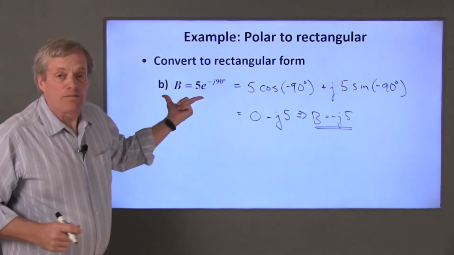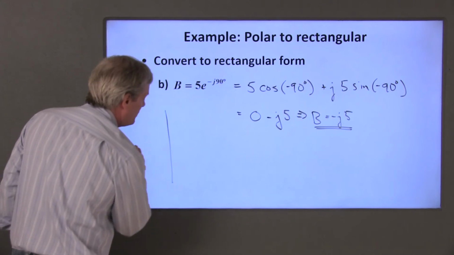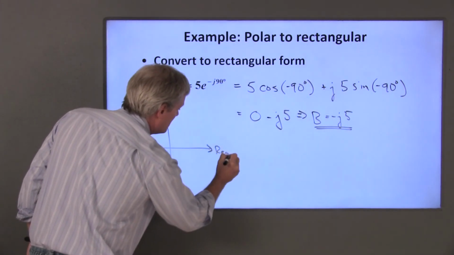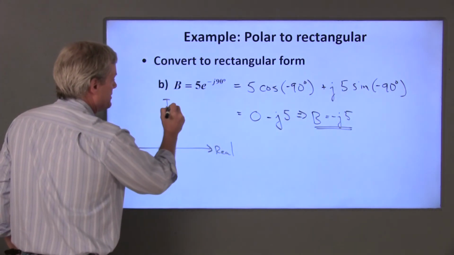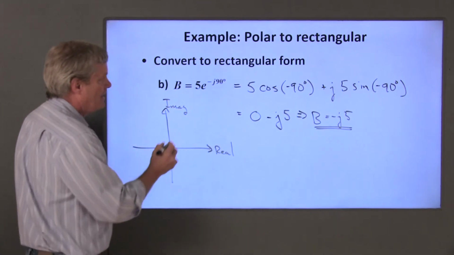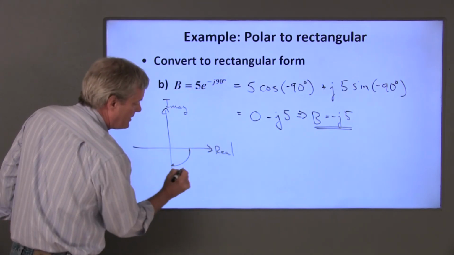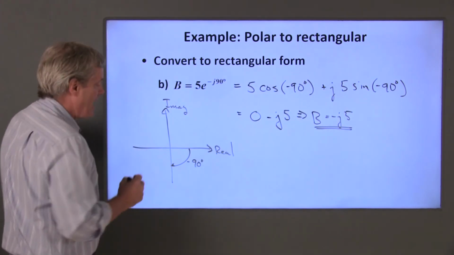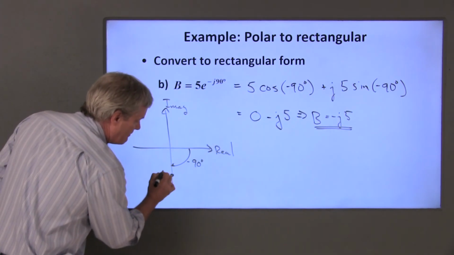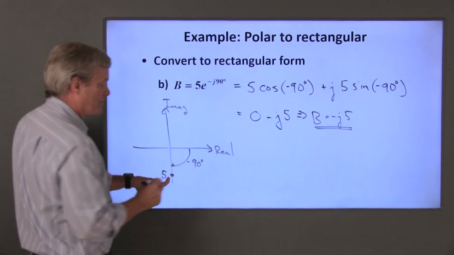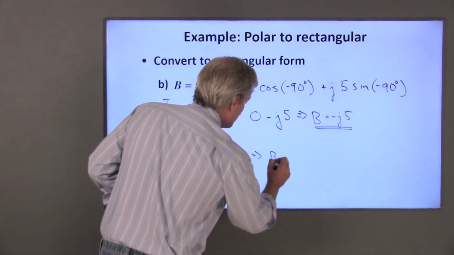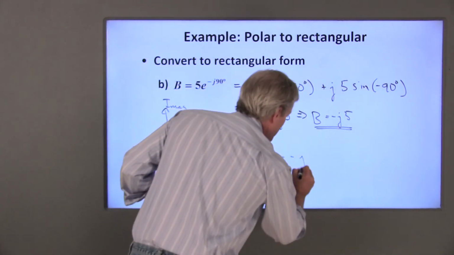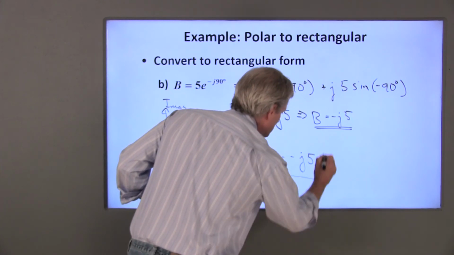I can also do this problem graphically. If I plot it in the complex plane, real and imaginary axes, this is at negative 90 degrees, which puts it on the negative imaginary axis, and it's 5 units below the real axis. So b from this is negative j5.